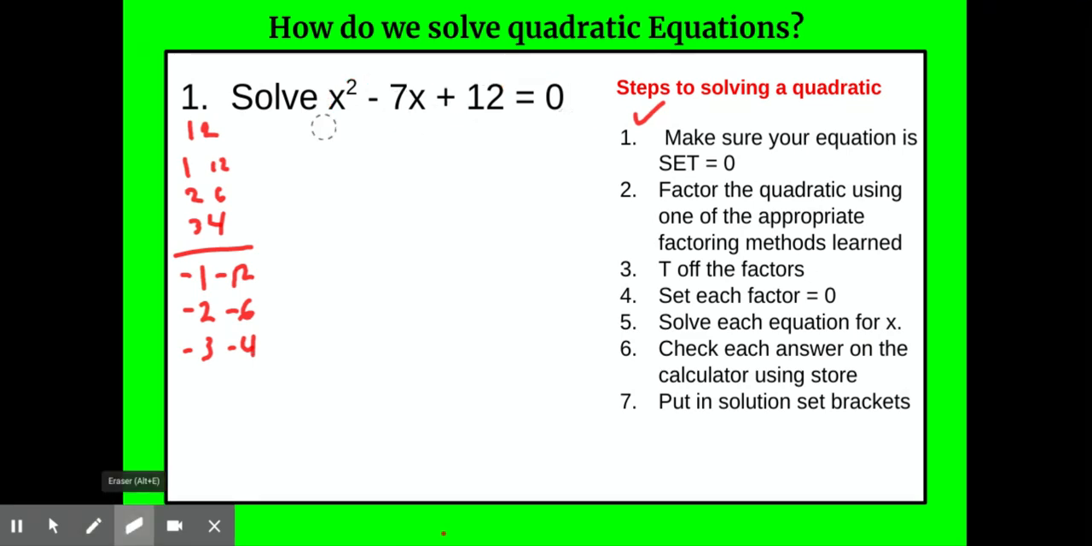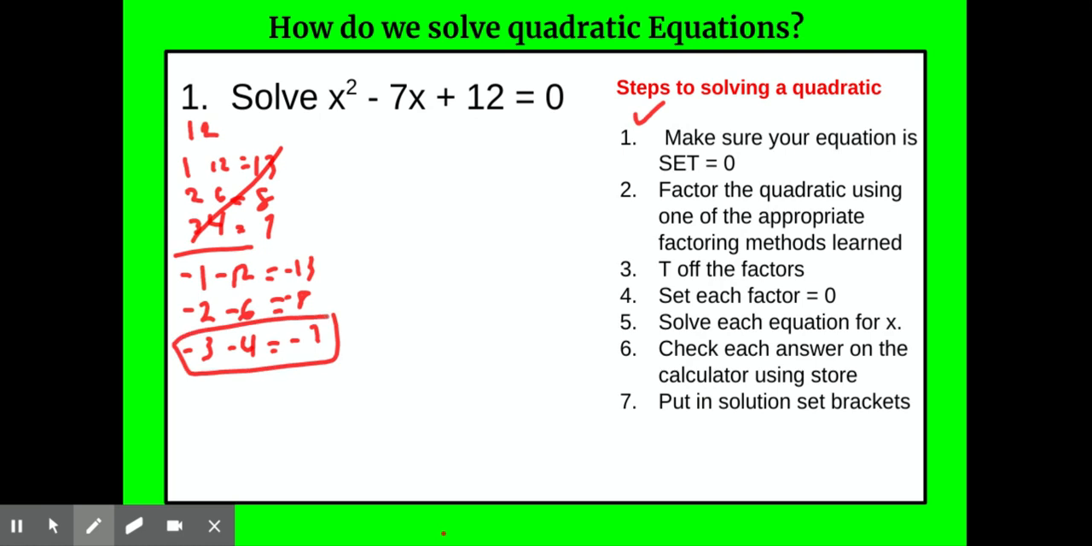So you're going to take your calculator, you're going to add each set, and you're going to get 13, 8, positive 7. So those are not the ones we want. This is -13, -8, and -7. So here's the numbers that we need, -3 and -4.